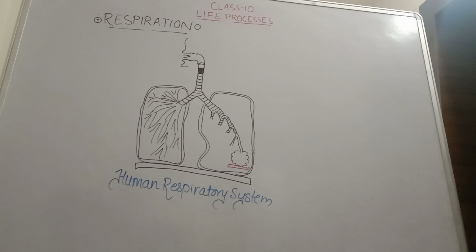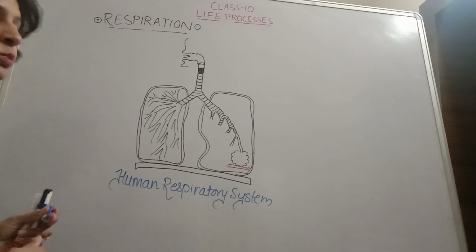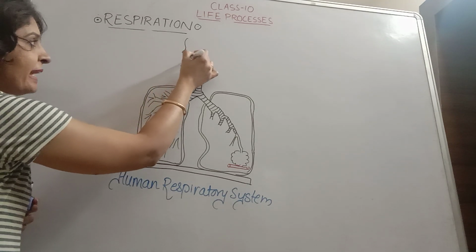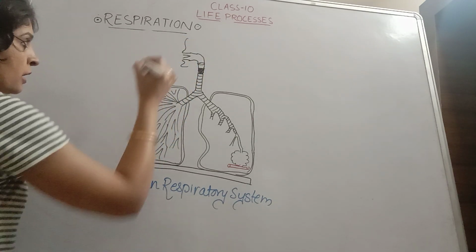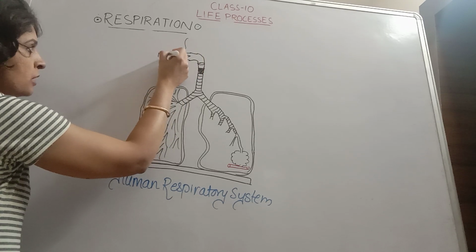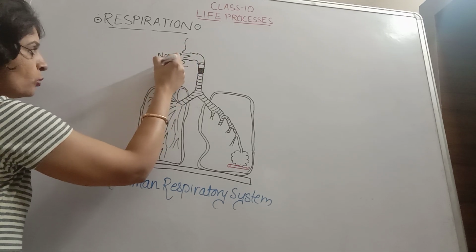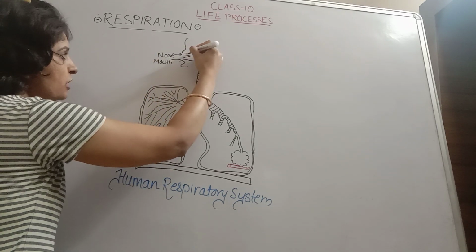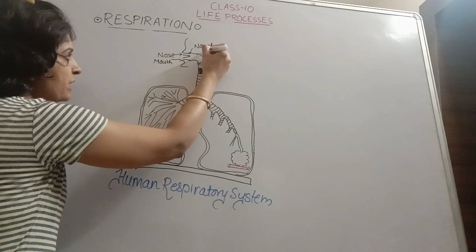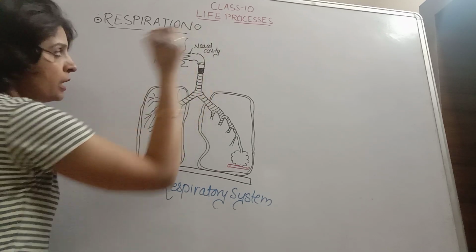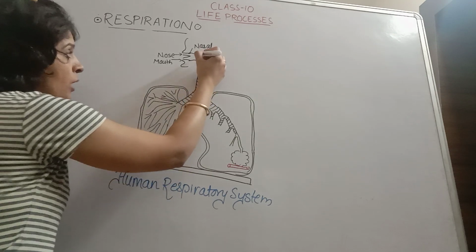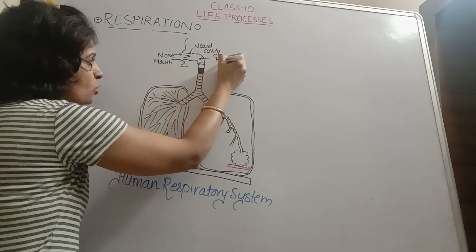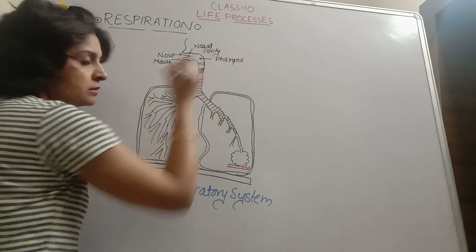So as you can see, this is a human respiratory system. The air from the nose as well as the mouth can enter into our lungs. So this is the nose and this is the mouth. The air is entering from the nose, it goes into the nasal cavity. Nasal cavity.